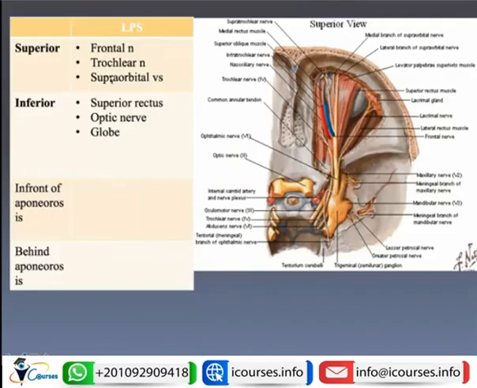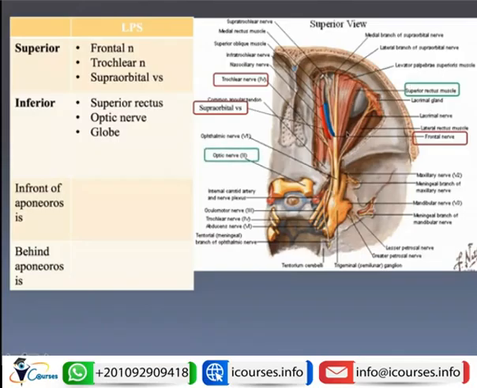For the levator palpebrae superioris, there will be nothing new. So what will be above the levator palpebrae superioris? It is the superior relations to the orbit. So it will be the frontal nerve, the trochlear nerve, and the supraorbital vessels. Just below the levator, we said it will be the superior rectus, and below the levator palpebrae superioris there will be the optic nerve and the globe.